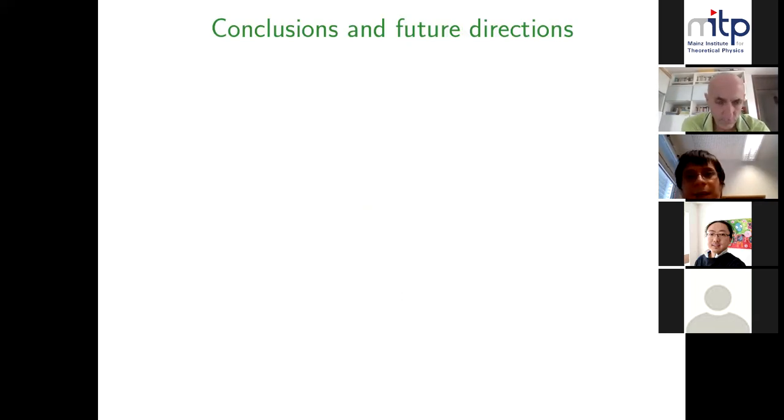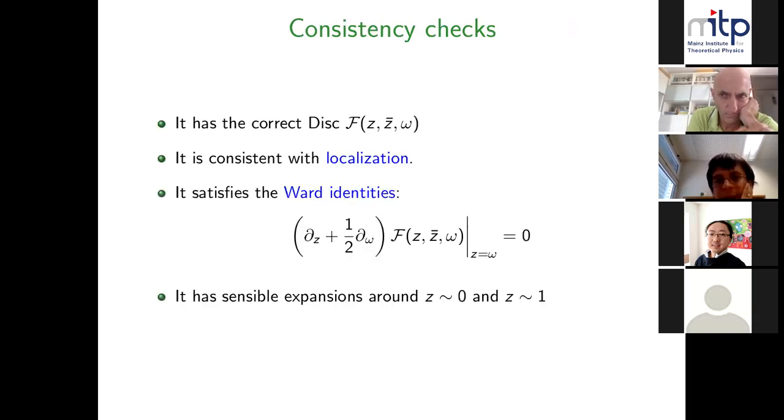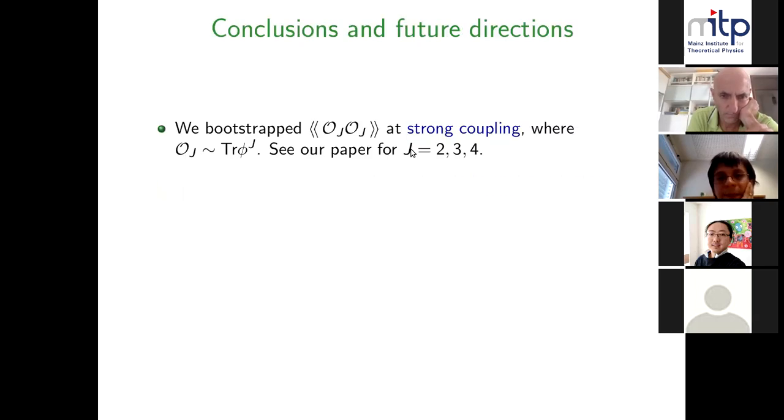So let me then discuss conclusions and future directions. Basically, we bootstrapped correlators of half-BPS operators at strong coupling in the presence of a defect. In this talk, I just talked about trace phi squared, but the method is completely algorithmic, and in the paper we did it also for phi cubed and phi fourth. And the result is always the same: the result is always completely fixed without free parameters, and again satisfies all these consistency conditions that I listed here.